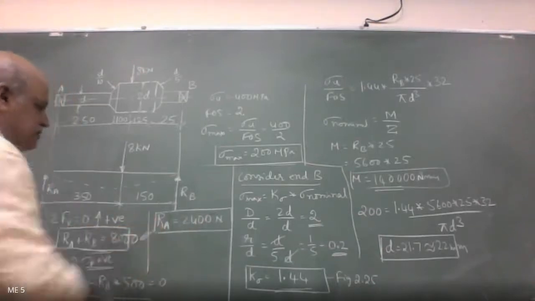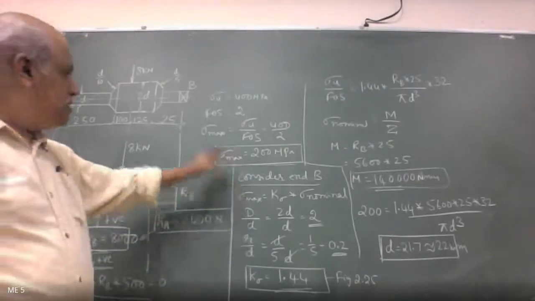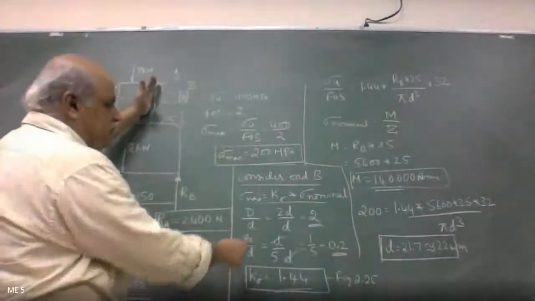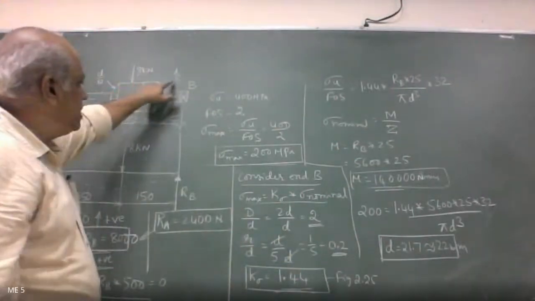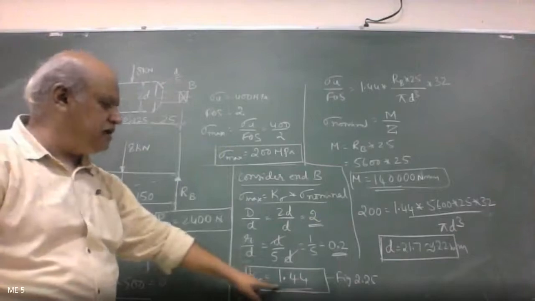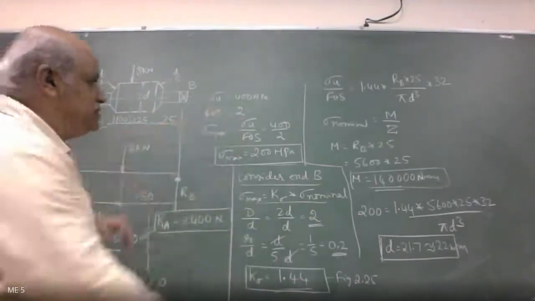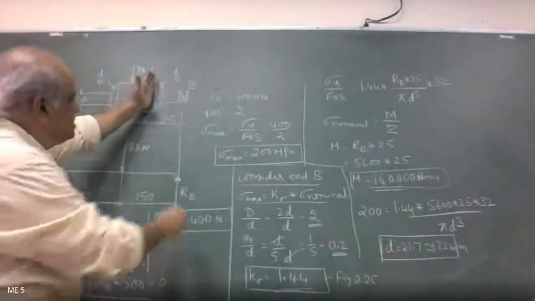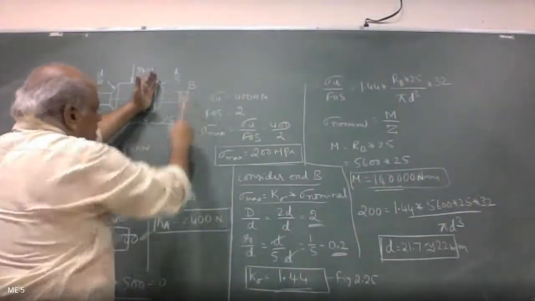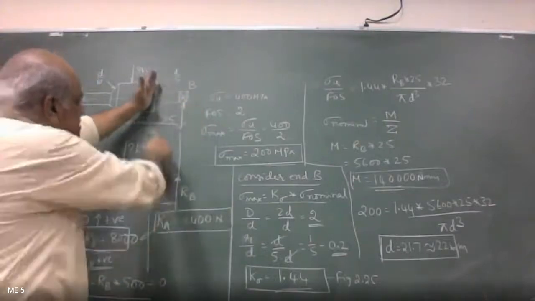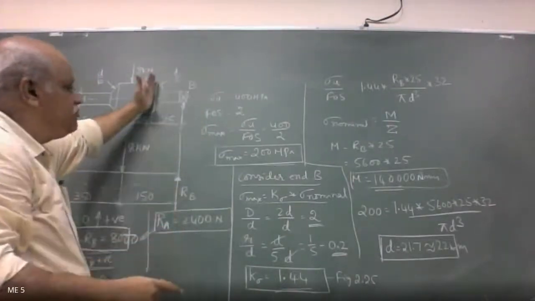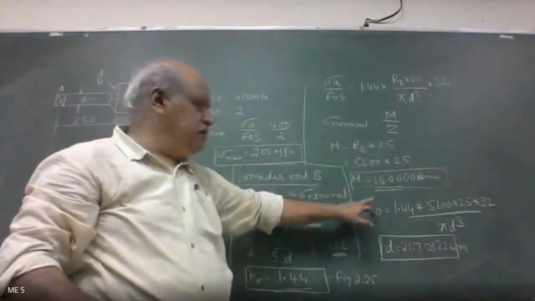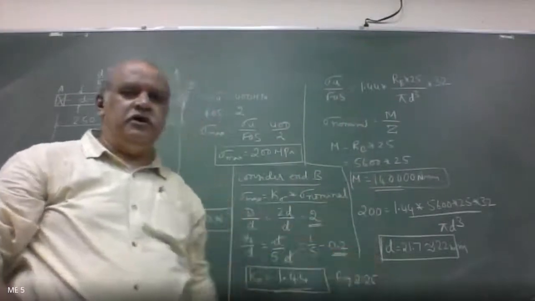Then consider end B over here. Sigma max is K sigma into sigma nominal. For K sigma, D by d and r by d we need to find out, and find the K sigma value. Nominal stress is bending moment divided by section modulus. Bending moment is with reference to end B: we have reaction RB and a distance of 25 where there is a changeover of cross section. Therefore, we take RB into 25 as bending moment, substitute in the equation and get the value of diameter.